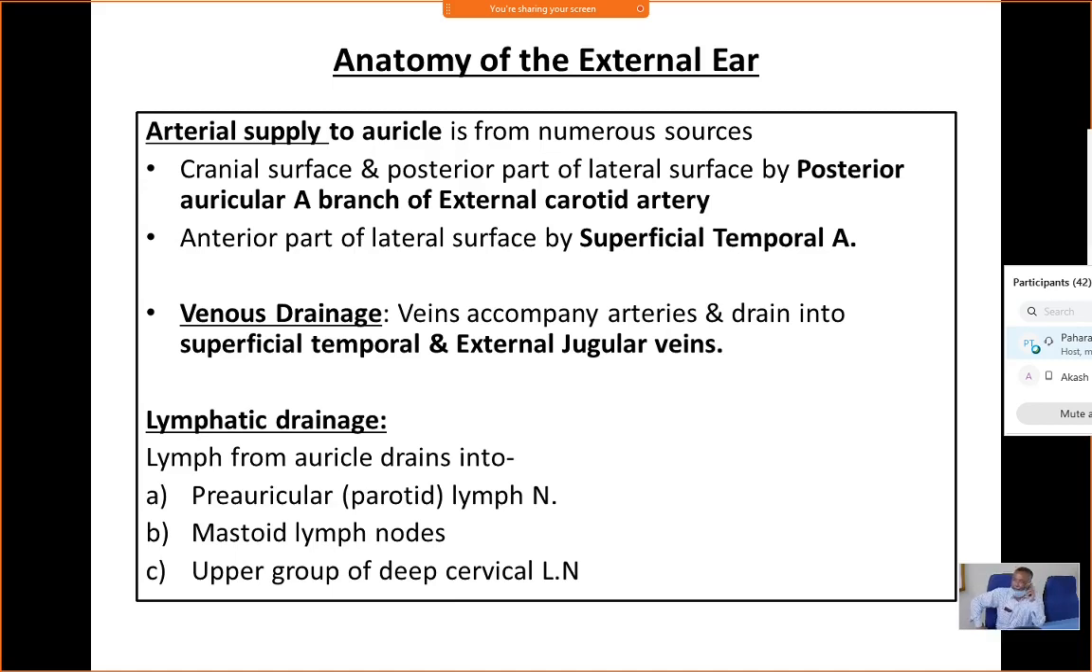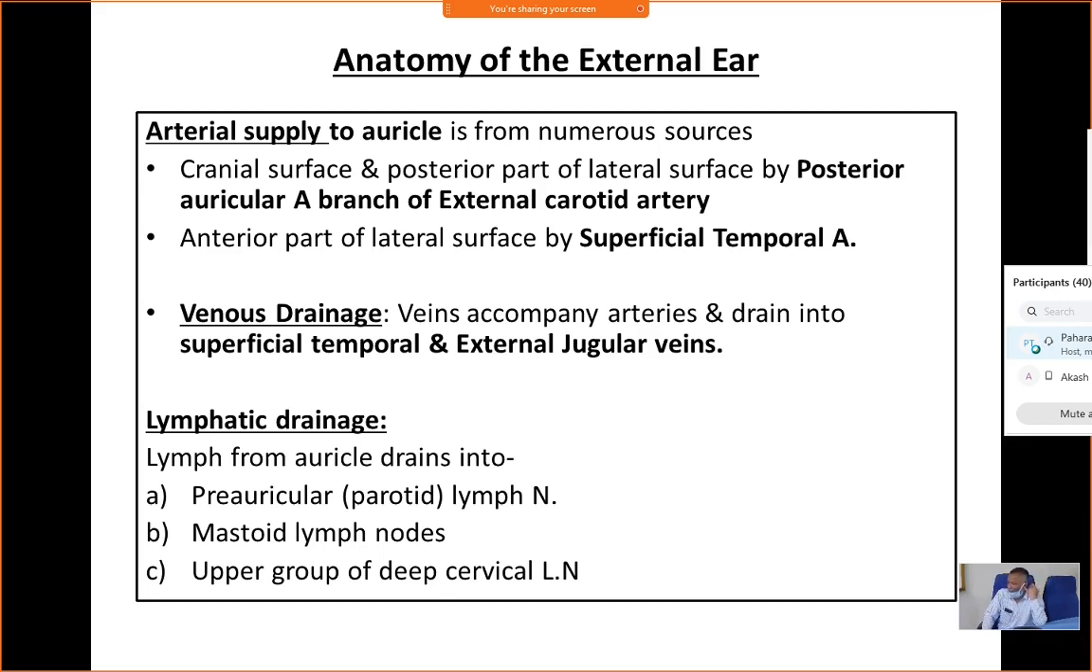Venous drainage: veins accompany the arteries and drain into the superficial temporal vein, and finally the external jugular vein. Then lymphatic drainage. If there is an infection or inflammatory process going on in the pinna, some lymph nodes will ultimately enlarge. Which group, because of the lymphatic drainage? One is the preauricular or parotid group of lymph nodes.